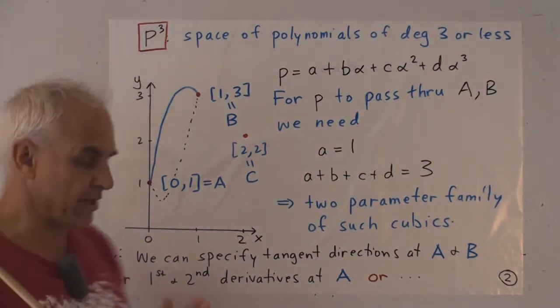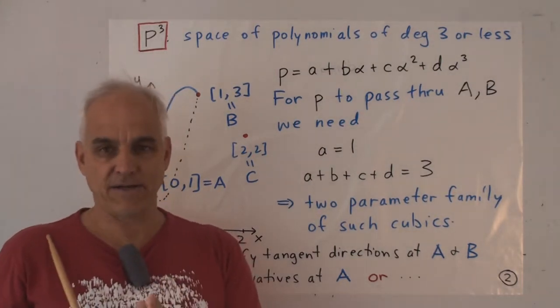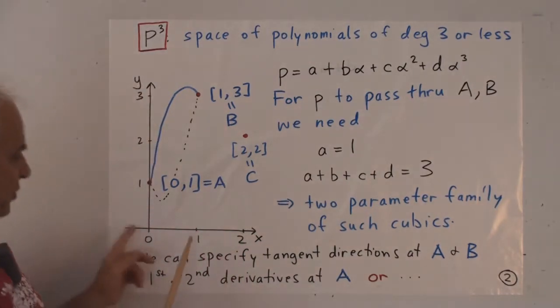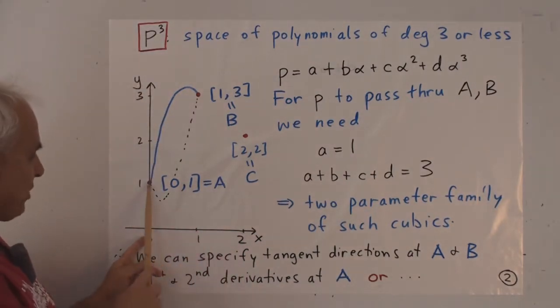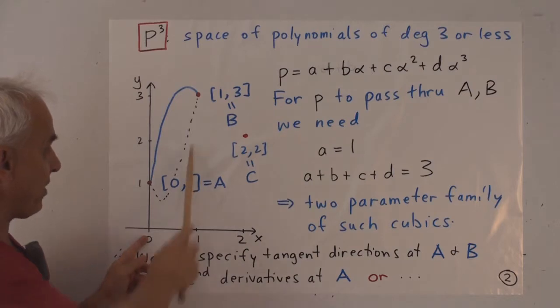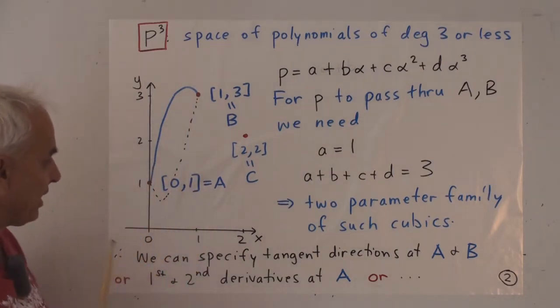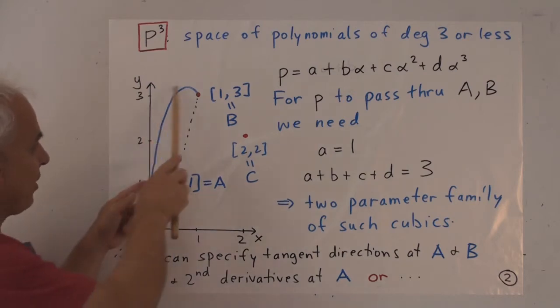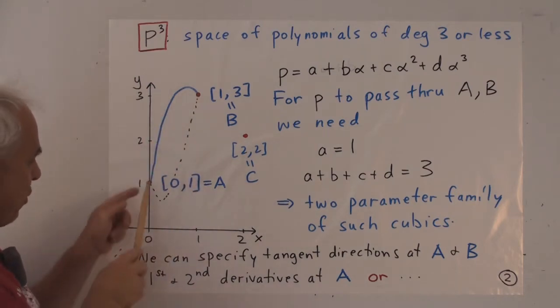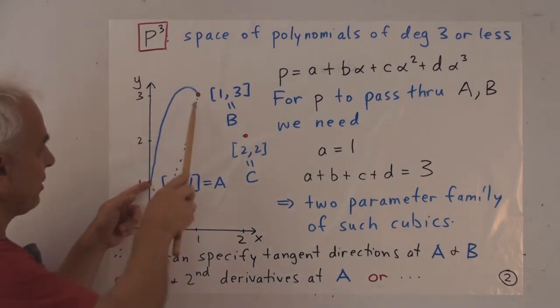Okay, so let's just have a look at the problem one segment at a time. So let's just look at the first segment. The point (0, 1) is our first point, and the point (1, 3) is the second one. So let's just consider, what do we need to do to create a cubic curve that goes from this point to this point.